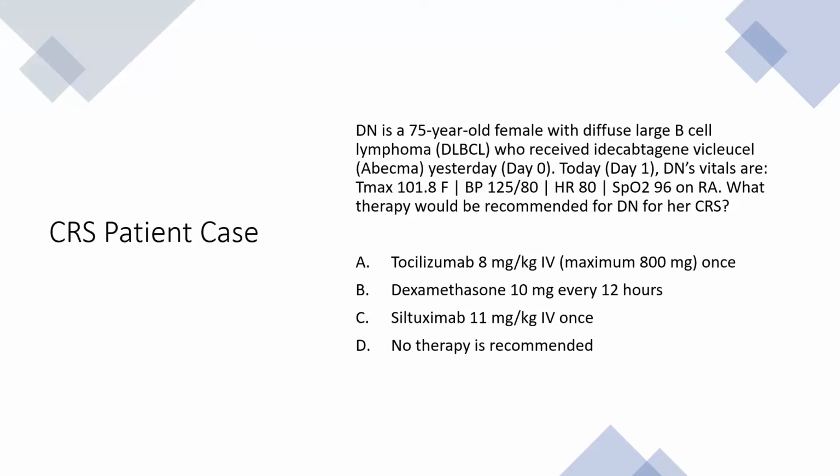All right, looks like everyone is saying A, and that is the correct answer. So the recommendation would be to give tocilizumab 8 mg per kg IV with a maximum of 800 milligrams for the dose. So this is grade 1 CRS because she's febrile, but otherwise not hypotensive or hypoxic. And grade 1 treatment for a BCMA product is to consider tocilizumab 8 milligrams per kg for 1 dose. And then dexamethasone at the dose of 10 mg every 12 hours could be considered for grade 2 or 3 CRS, but not grade 1.